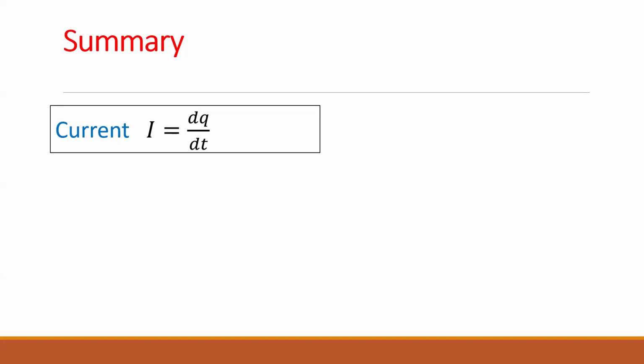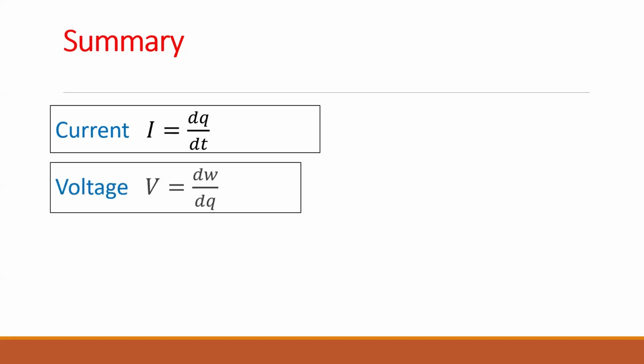Time is measured in seconds. And voltage is the energy required to move 1 coulomb. So energy divided by the charge will give you the voltage, and voltage is measured in volts. Current in a circuit is measured at a certain point, but voltage is measured between 2 points. So when we do questions, you will understand it more.